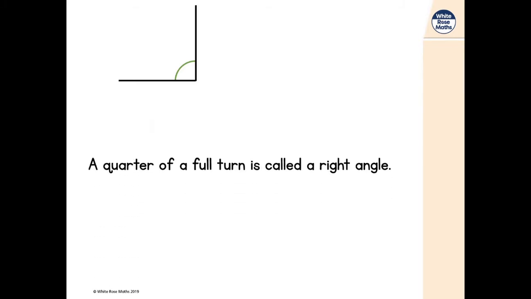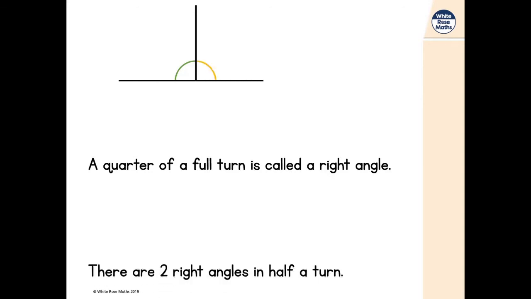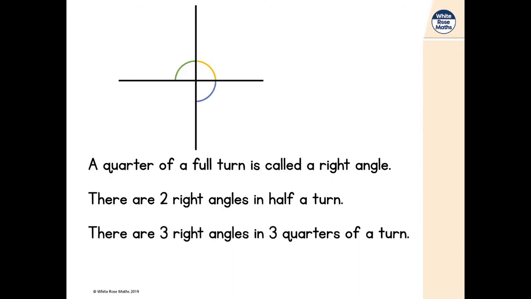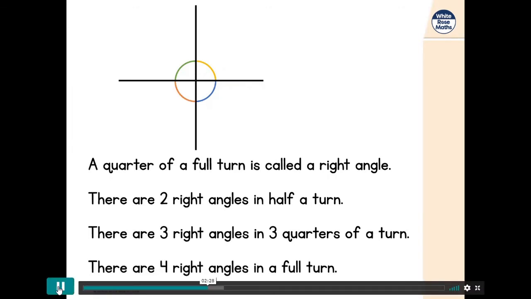And we call a quarter of a full turn a right angle, and that's one of the most important angles that we can learn about. A quarter of a full turn is a right angle. So there are two right angles in half a turn. There are three right angles in 3/4 of a turn, and for the full turn there are four right angles.